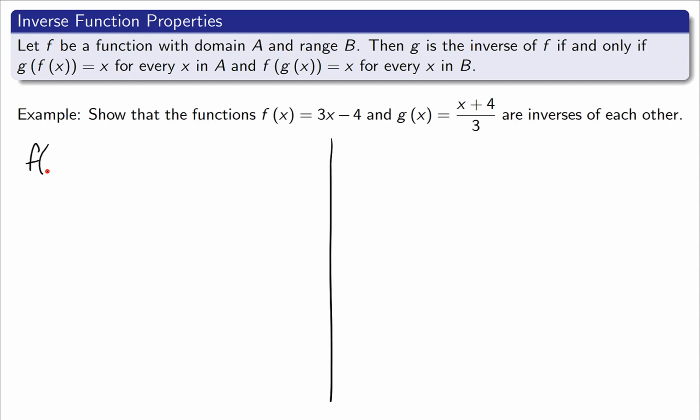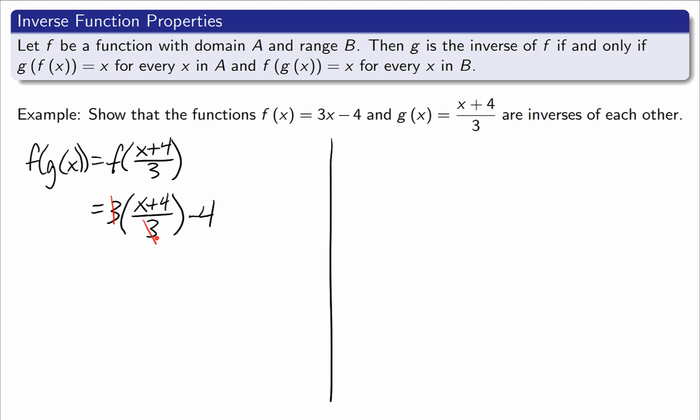So if we were to do f of g of x, remember the rule is start with the inside. G of x is x plus 4 over 3. And then whatever you see in the f function, wherever there's an x, you will replace it with this whole expression. So I get 3 instead of x, I get this whole thing, x plus 4 over 3. And then 3x minus 4 is what I get. You'll notice the 3's cancel, which gives me x plus 4 minus 4. And then the 4's cancel, which gives me x.